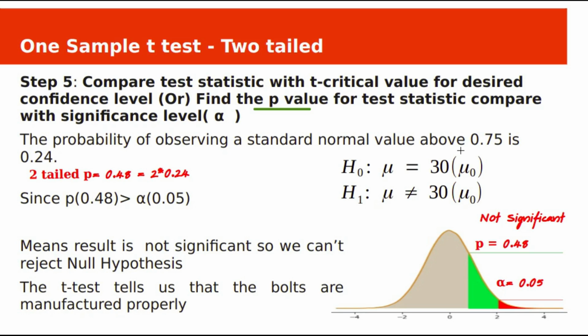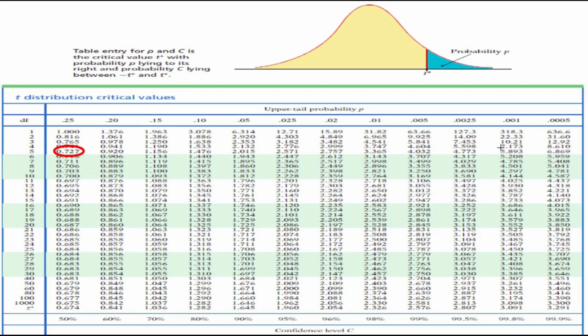The t statistic value is 0.75 and our degrees of freedom is 5, so you have to search this row, degrees of freedom 5, for p-value 0.75. Here it is 0.727, but here 0.9, so our value will be between these two values and very close to this 0.727, meaning it might be somewhere here. Here the probability value is 0.25.